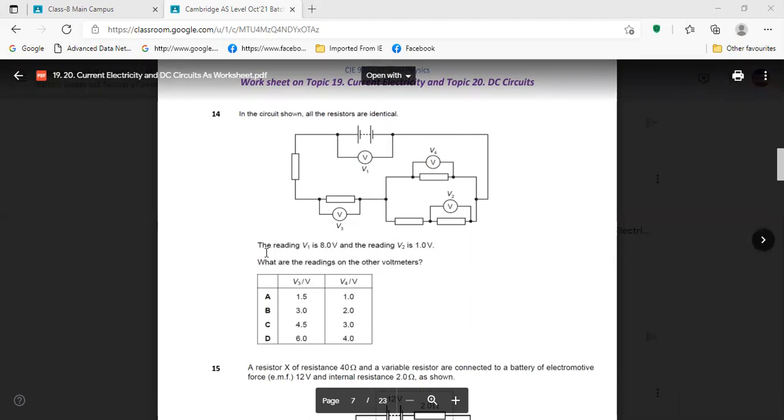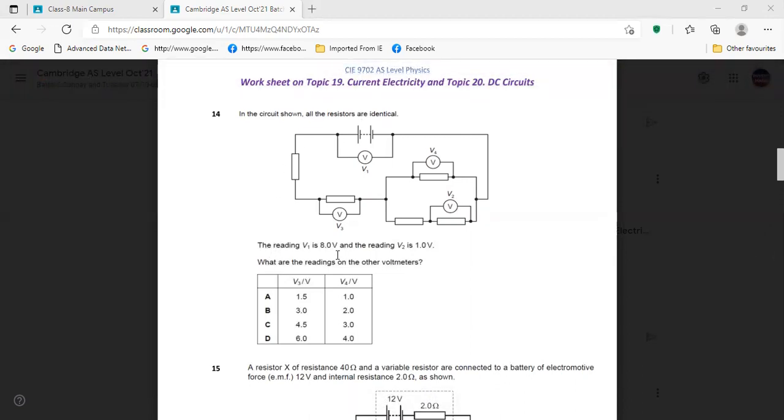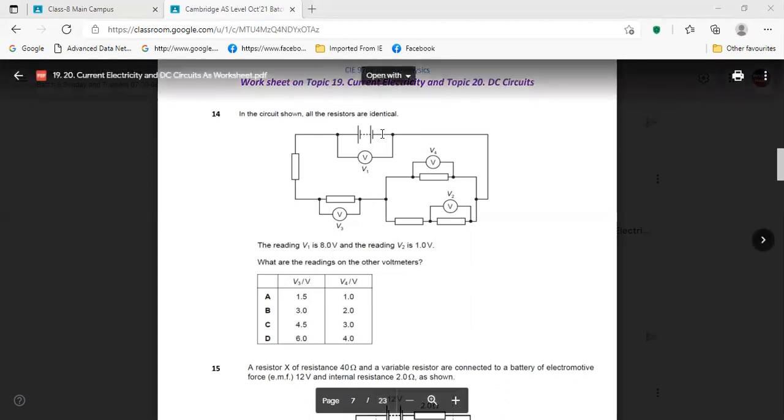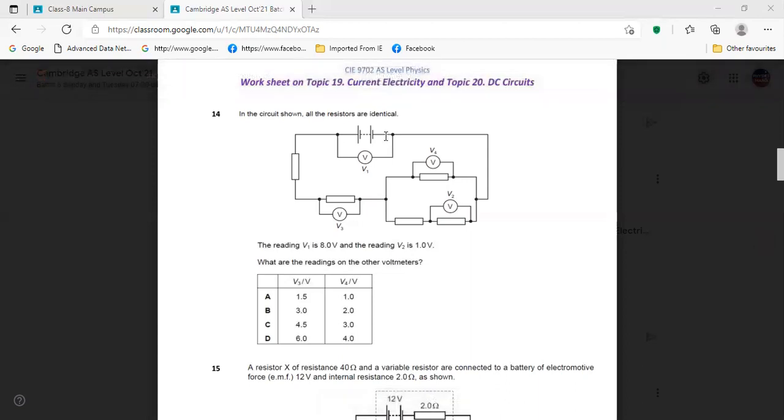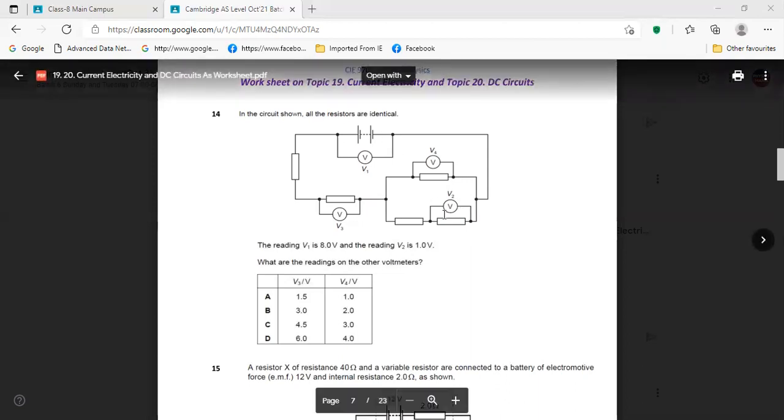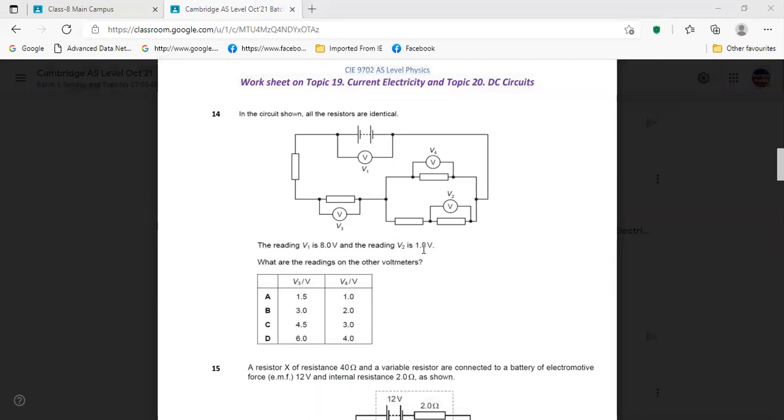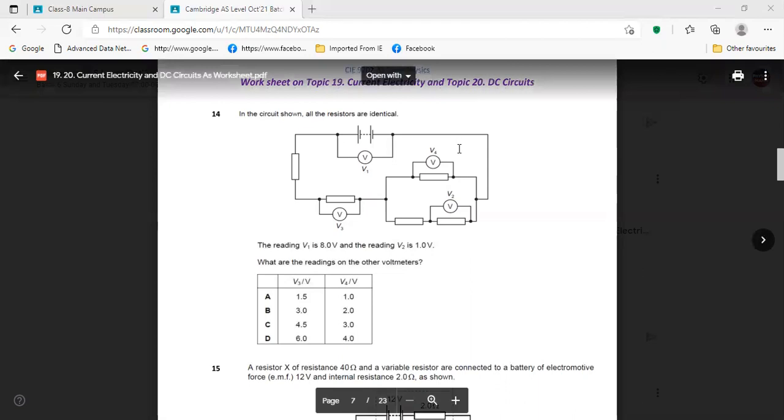Then the reading V1 is 8 volt. That means the power supply is 8 volt. And the reading V2 is 1 volt. So this one is 1 volt. This one is 1 volt. So V4 will be 2 volts, right?